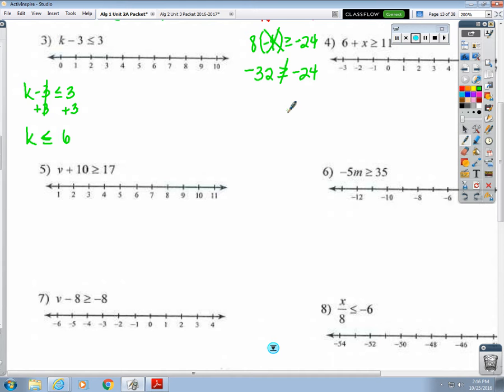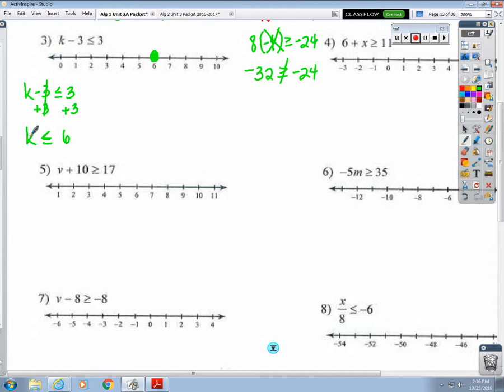So now to graph the solution, I go to 6 and I circle it. Is it going to be open or closed? Closed. Because wasn't 6 an actual solution? And let me tell you the easiest way. If it has an equal to bar, it's going to be closed. Okay? If it has the equal to bar, it's going to be closed.